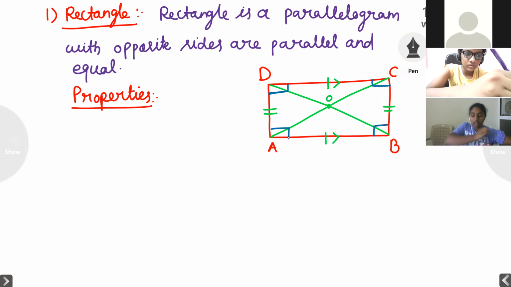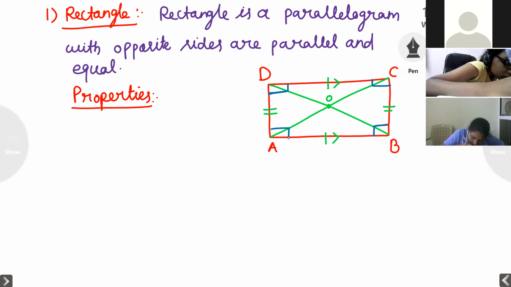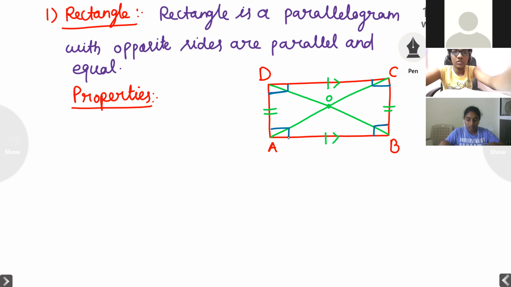First property, opposite sides are parallel and equal. Note down the first property: opposite sides are equal and parallel.